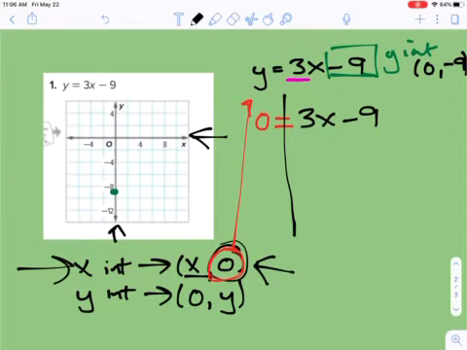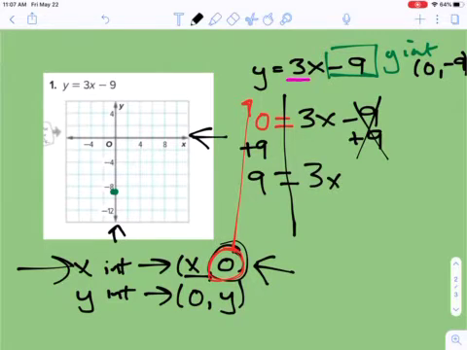So what we're going to do is start by adding 9 to both sides. So we go plus 9, and then we have our equal sign. 0 plus 9 is 9. Your 9's cancel over here, and then you wind up with 3x equals 9.